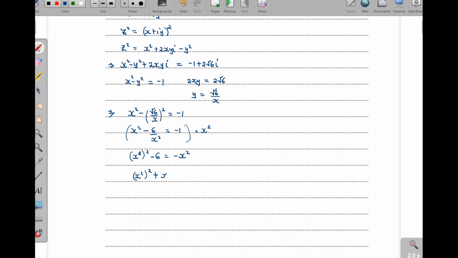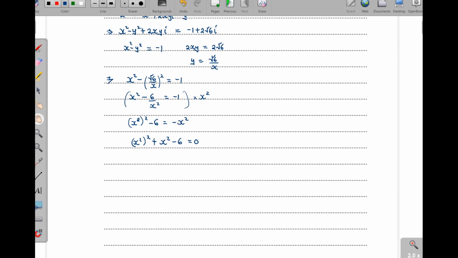So plus this x squared minus 6, which is equal to what? 0. Then this one can be factorized. Two numbers, when I multiply them, they give me negative 6, but when I add them, they give me 1. That one has to be a positive 3 and then a negative 2.